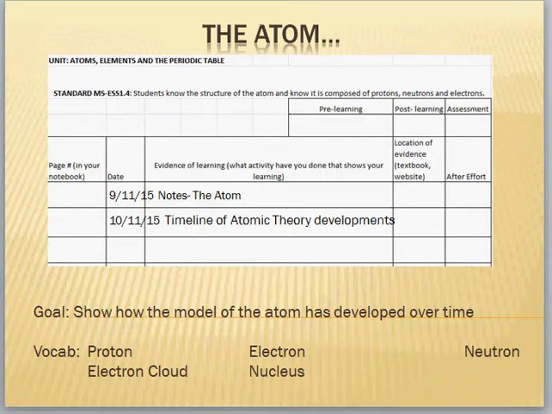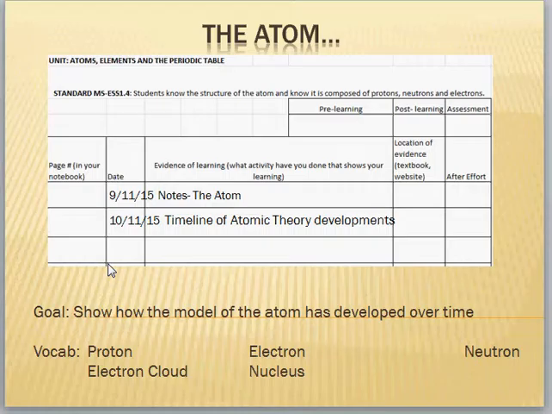All right, in today's lesson, you are going to look at atomic models. You're going to look at different ideas that people have had about the atom throughout history. At the end of this lesson, you're going to work on completing a timeline to show how the models of the atom have changed over time. That is your goal for today, to show how the model of the atom has developed over time.